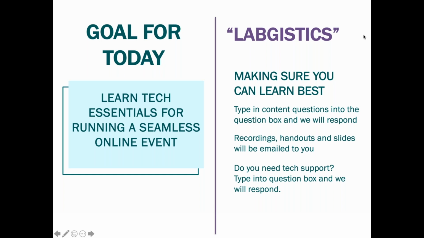So one thing is what we call logistics. So we want to make sure that you can learn your best. If you have content questions, type them into the control box, which is likely on the right-hand side of your screen. Recording, handouts, and slides will be emailed to you. So check your spam folder, your other folder, or your clutter folder. And should you need tech support, type your question right into the control panel. Just a heads up, you type your tech support question into the same location where you typed in your city, state, and weather, which is why we had you do that.